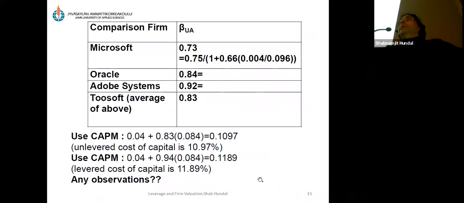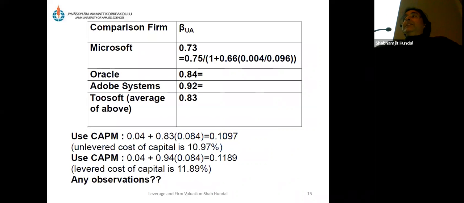It means that if TooSoft company wants to become a public listed company with debt, then the minimum return it should assure to its investors is 11.89%, and you can see the difference. With levered beta, the CAPM return is higher. With unlevered beta, the CAPM return is lower, simply because levered beta is more risk. More risk is followed by more return. Therefore, with more beta, you need to give more return to your investors. With less beta, you give them less return. Simple.